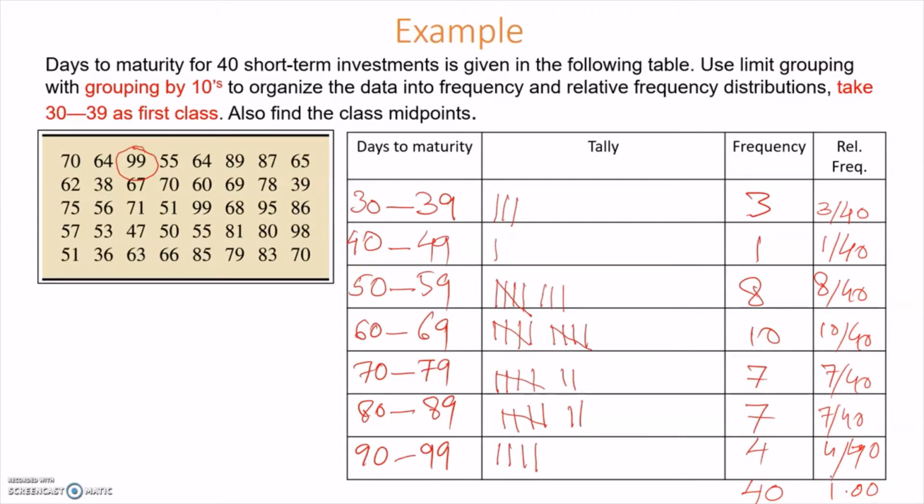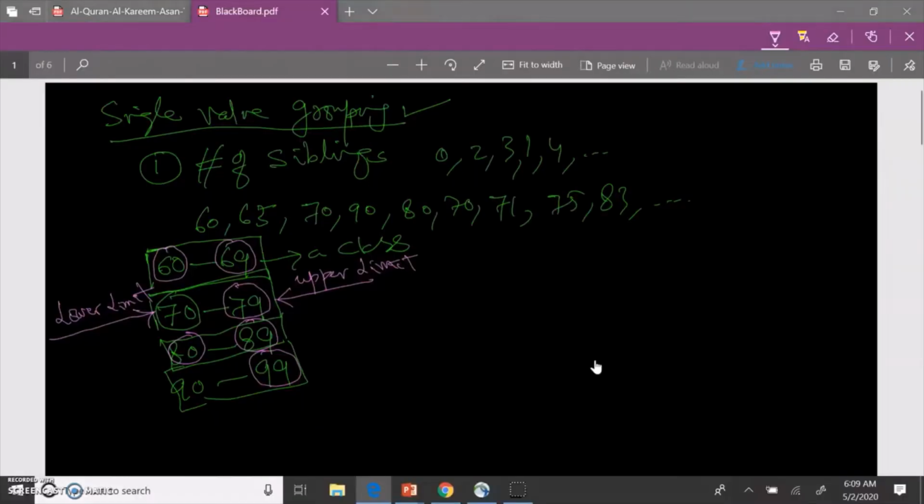Okay. Now the last thing I would like to tell you is how we create the midpoint. In order to understand how we get the midpoint, let's go back to my blackboard. You remember in our situation we have 30 to 39 as our first class, 40 to 49 as our second class, and 50 to 59 as our third class. So these are the classes. How do we find the midpoint?